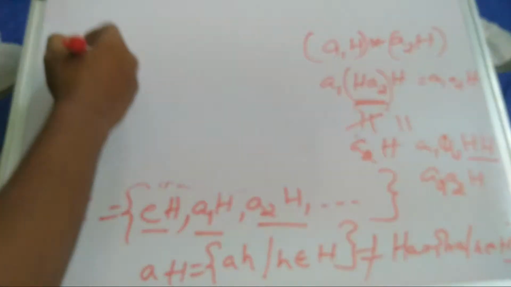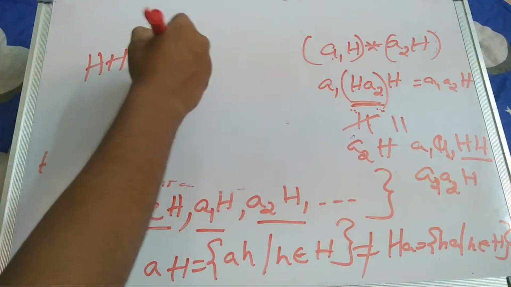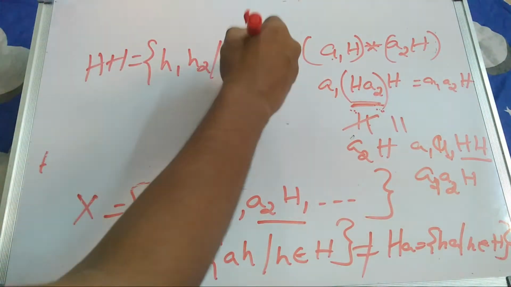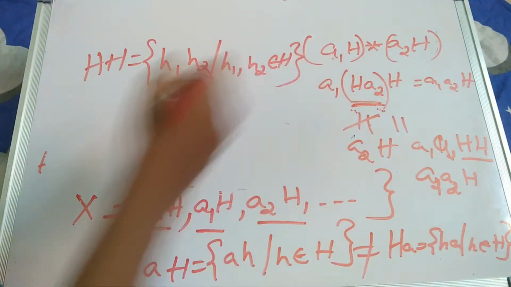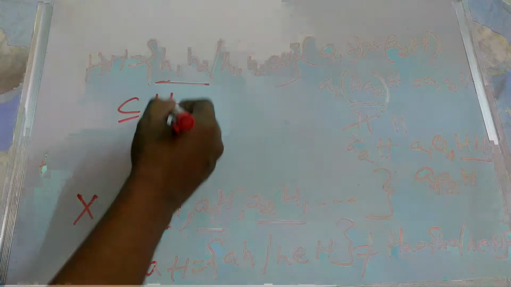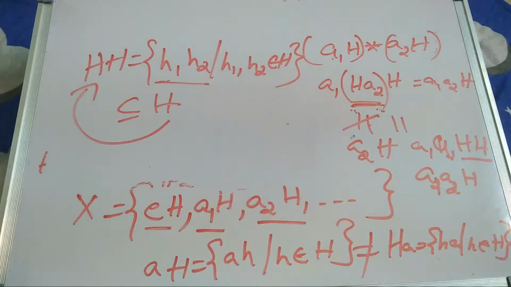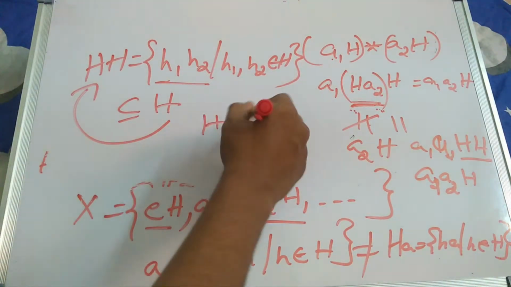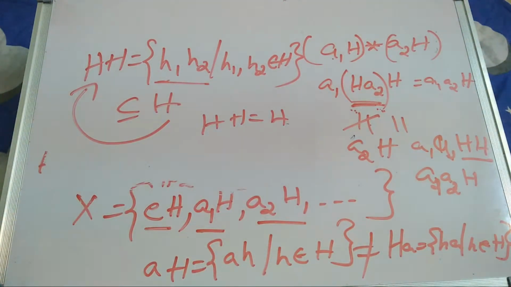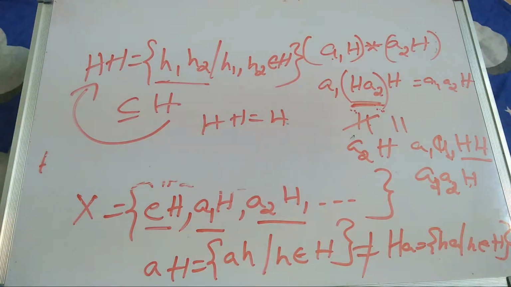Sorry. So HH is the set of all H1H2 such that H1, H2 belong to H. Since this is a subgroup, this is going to be again in H. So this is a subset of H, and H is obviously a subset of this, and hence HH equals H. So this is going to be H.